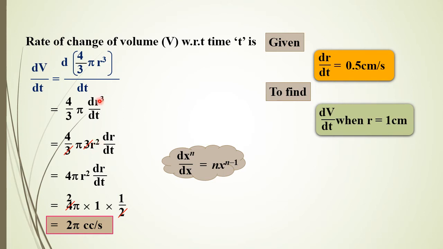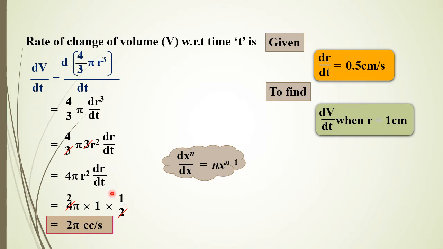Again, differentiating r gives dr divided by dt. Next, everything is given, and its value 4, 3, 3 both are gone, leaving 4 pi r square dr by dt. Then the radius is 1 centimeter, and dr by dt is given. The radius of the air bubble is increasing with respect to time. How much is it? 1 divided by 2 centimeter per second. For every second, it is increasing by 1 divided by 2 centimeter.